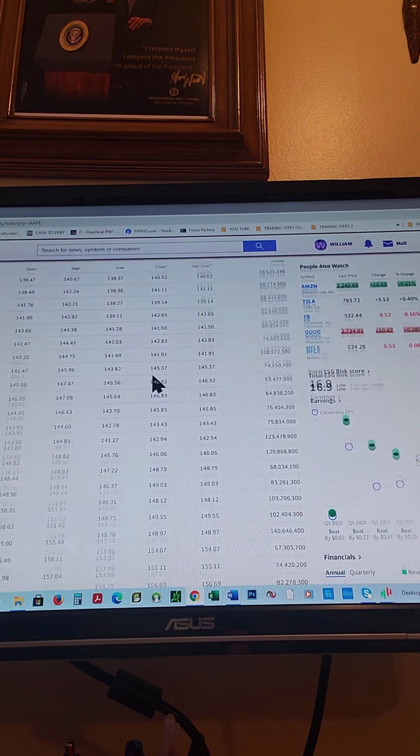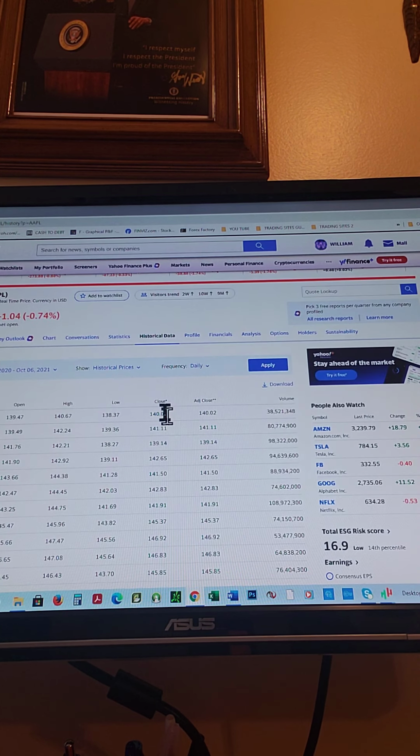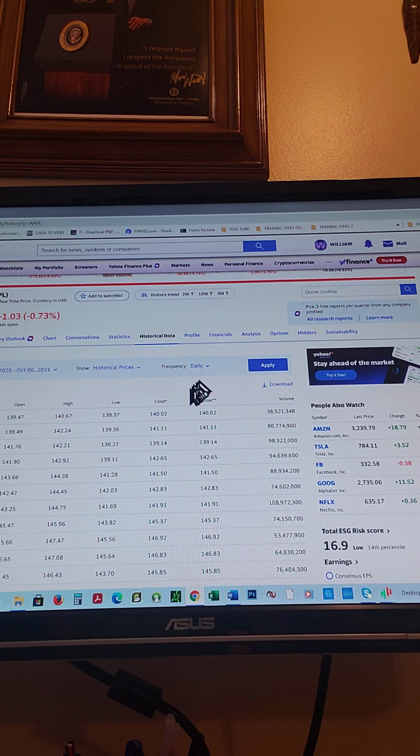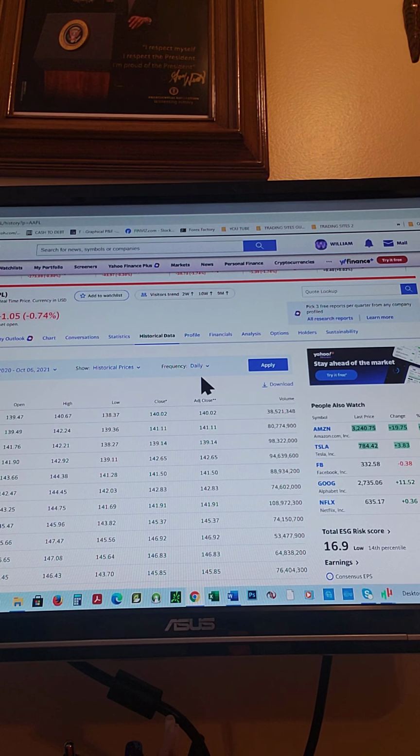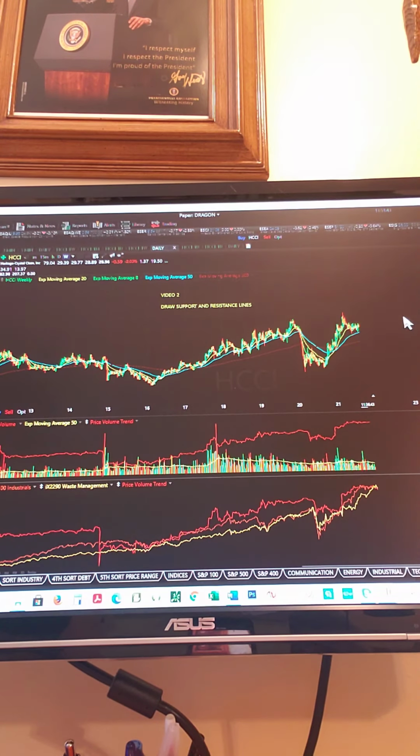And this is what we call historical data. It's the actual number that the stock opened at, closed at, how high it got, and how low it got. And you could change that to whatever frequency you want, daily, weekly, monthly, or yearly. Okay? This is the alternative to looking at charts. So now we won't review that anymore.